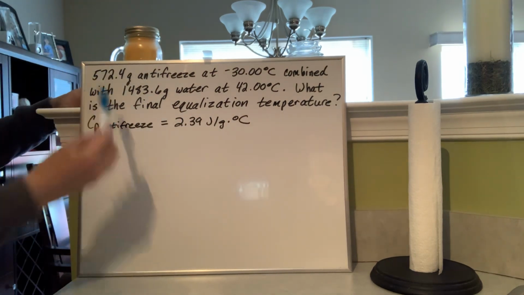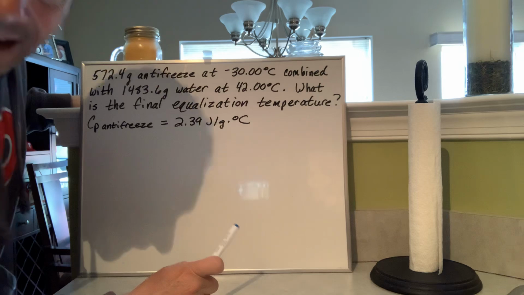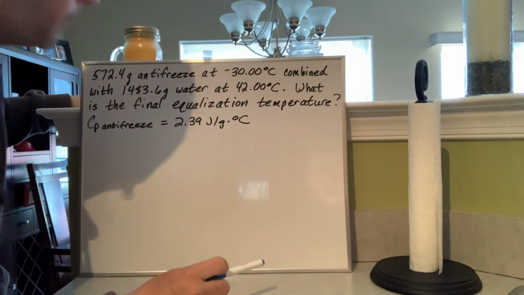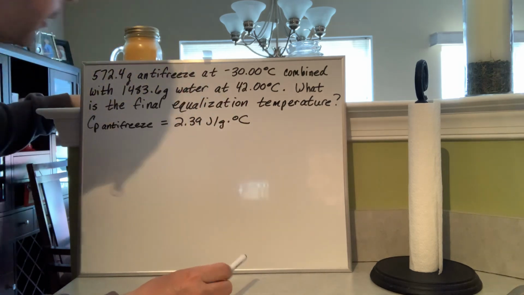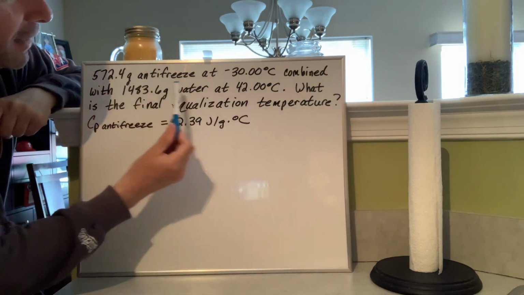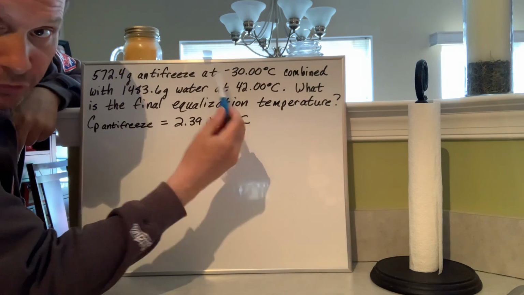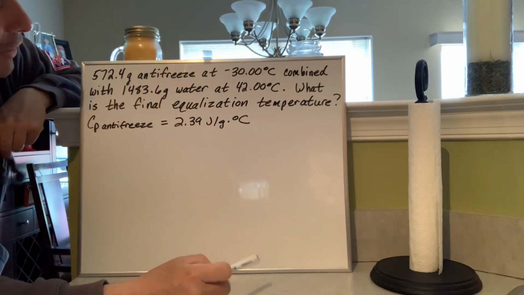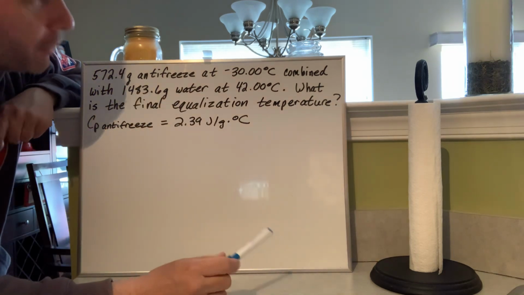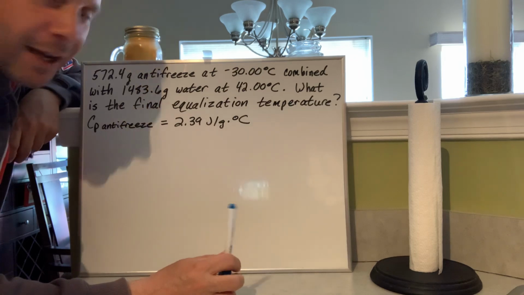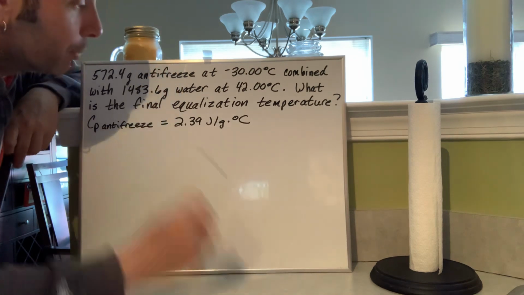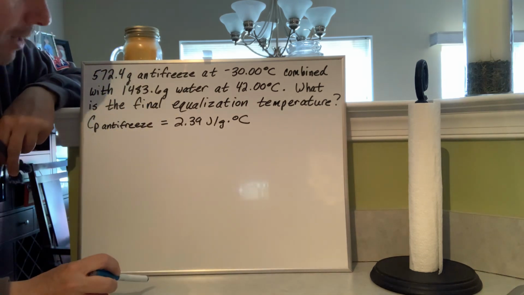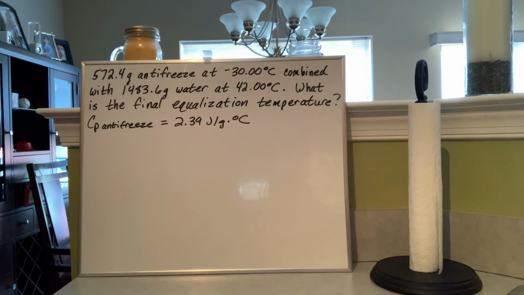It says 572.4 grams of antifreeze, which is ethylene glycol, or 1,2-ethanediol, the stuff that keeps your car from freezing up, at negative 30 degrees Celsius, so very cold, combined with 1,483.6 grams of water at 42 degrees Celsius. I used nice even numbers for this. What is the final equalization temperature after I pour the one into the other?